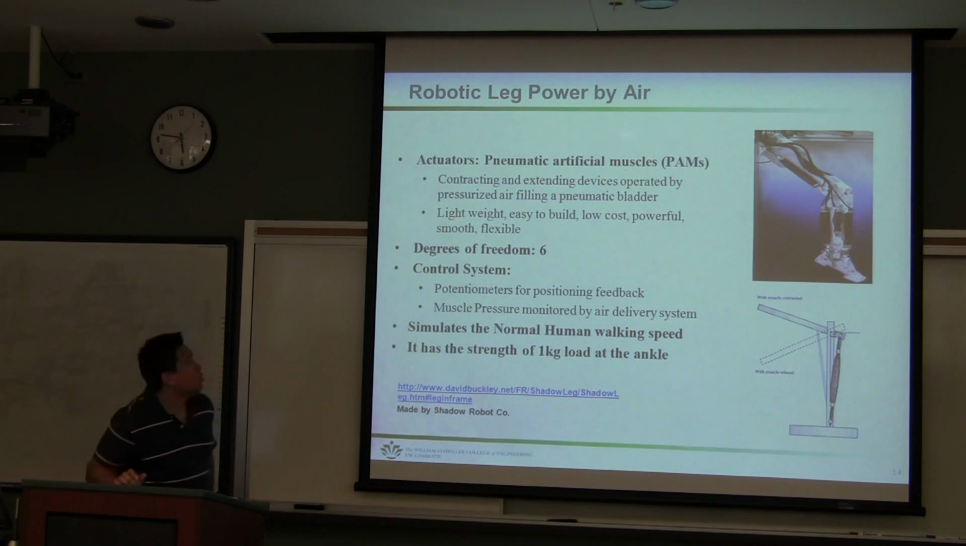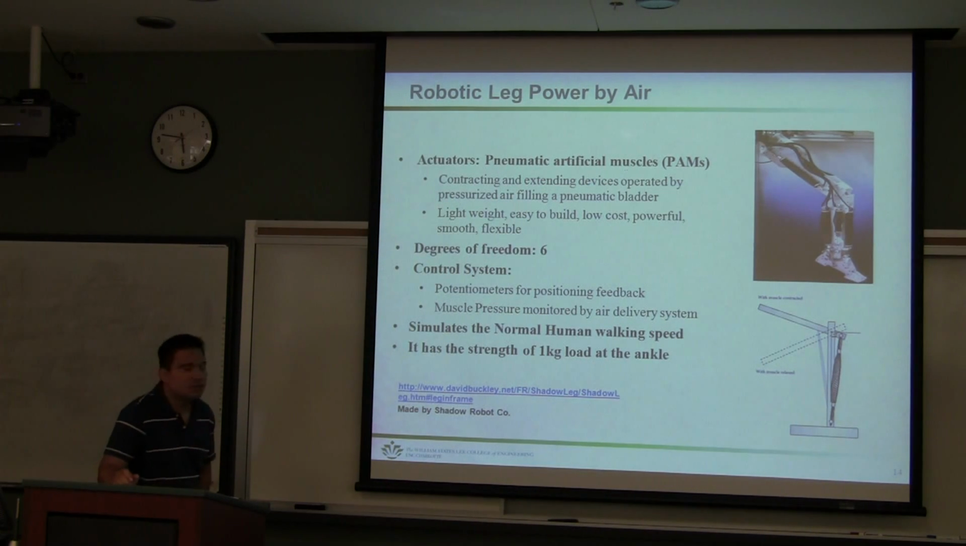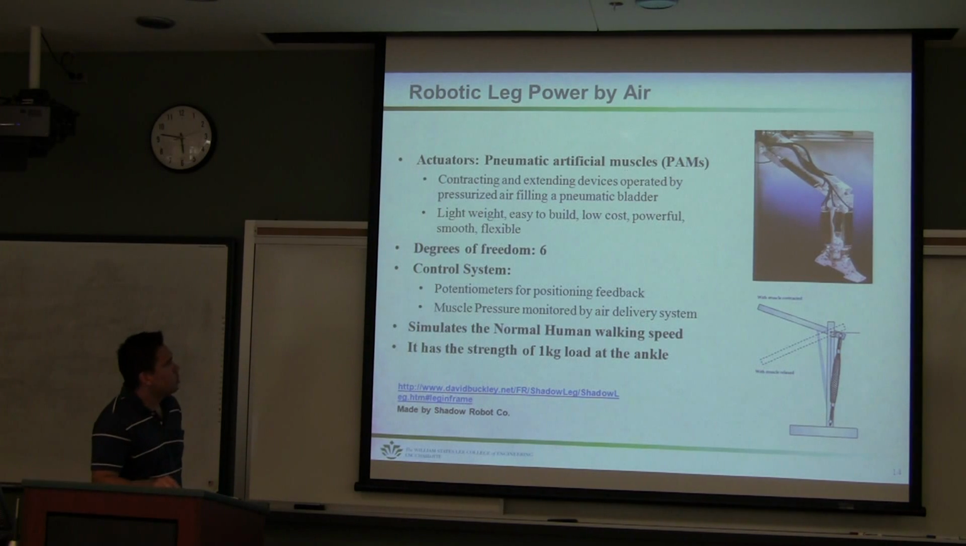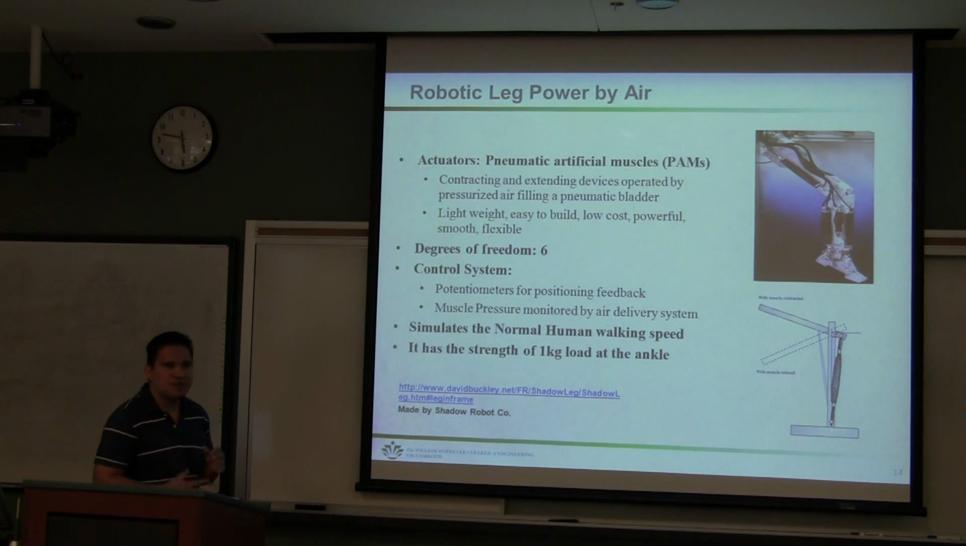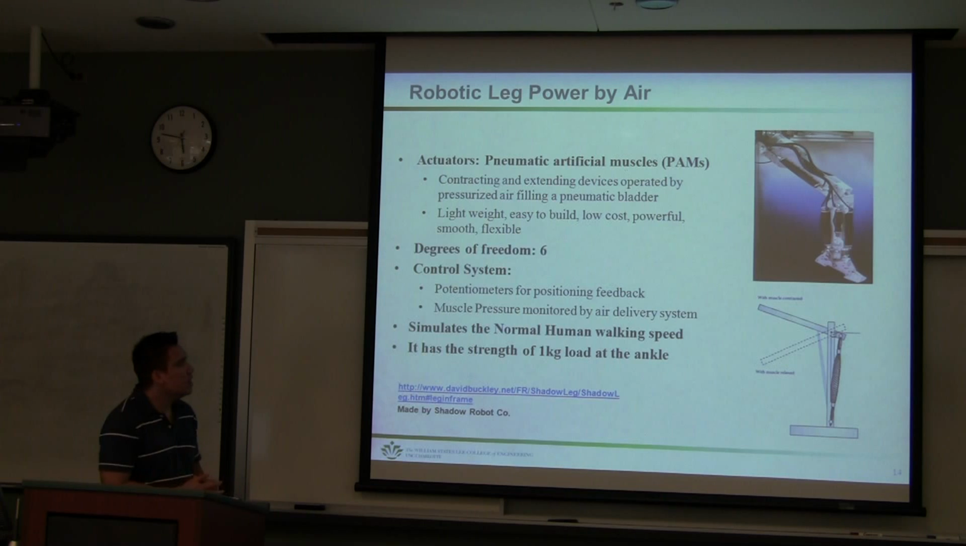So I want to talk about a robotic leg that is powered by air. This robotic leg uses pneumatic artificial muscles, also called PMAs. The PMAs can contract and extend depending on how much pressurized air is inside a pneumatic bladder or chamber. They are lightweight, easy to build, low cost, and very powerful. The movement is very smooth, they are flexible, and they last forever. So they are very good actuators.